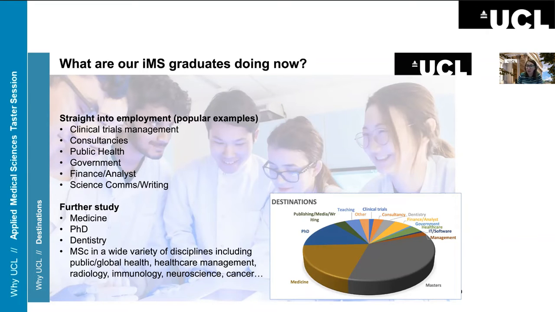But most of our graduates go on to further study. You can see this pie graph here. Master's degrees is the most popular destination. Medicine and PhD, neck and neck. These numbers hardly ever change. Most go on to master's, and then the next most popular destination is PhD in medicine. Some of our PhDs have already got their PhD and are going on to postdocs.